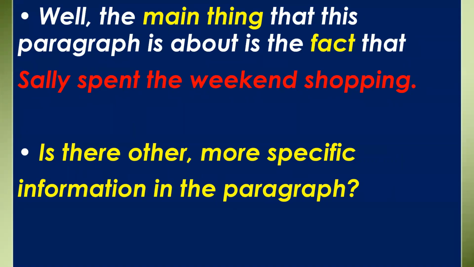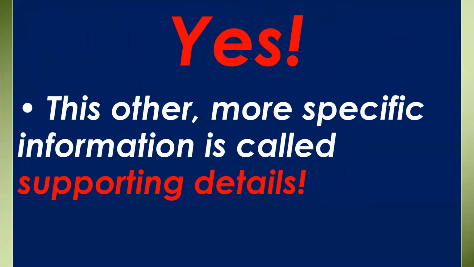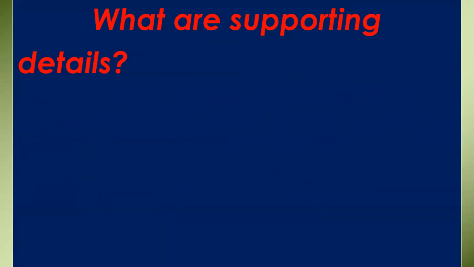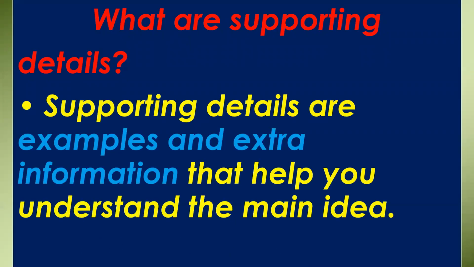Is there other more specific information in the paragraph? Yes, there is. Okay, there is a lot of information, the things which she did, or where did she go, what are the things she buys. It's the same with everyone. Okay, so this other more specific information is called supporting details. Okay, now look at this one here. What are supporting details? Supporting details are examples and extra information that help you understand the main idea.